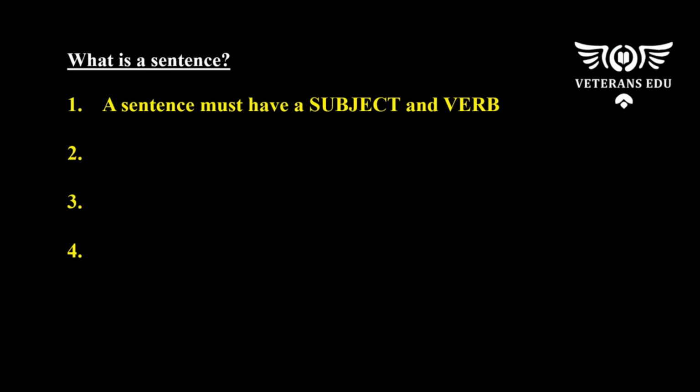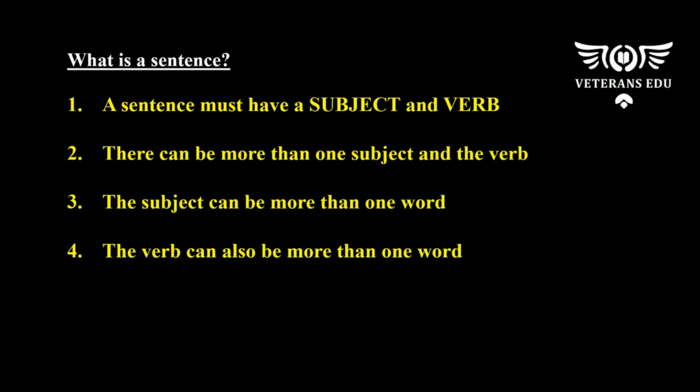So far, we've learned what a sentence is. A sentence is something that expresses an idea with a subject and a verb. Now, there are 3 more fundamentals you have to understand. You have to understand that there can be more than one subject and verb in a sentence, that the subject can be more than one word, and that the verb can also be more than one word. Let's review each point more thoroughly.